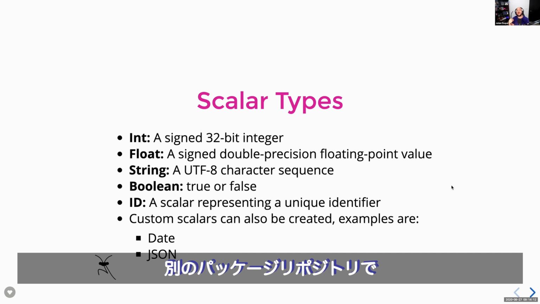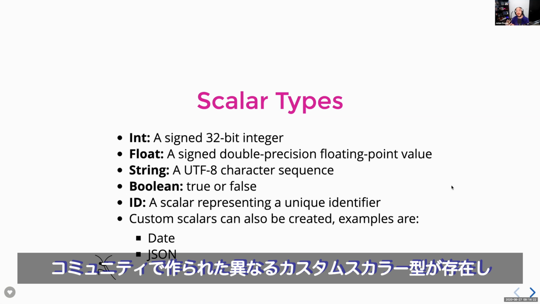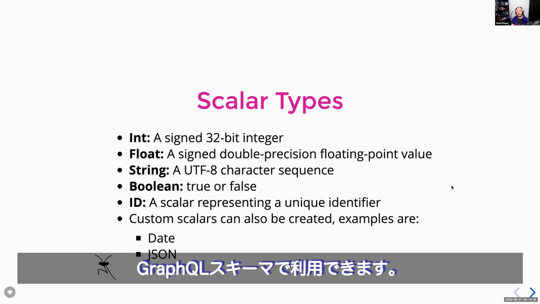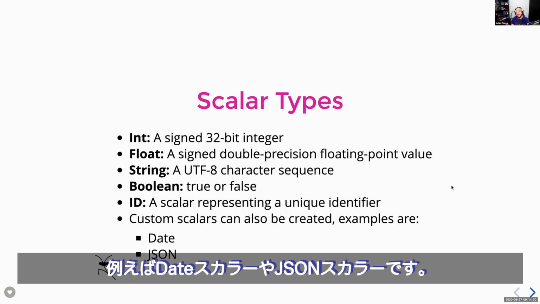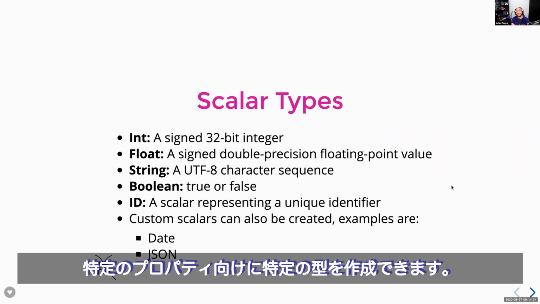And you can also find on the different package repositories, like NPM in the case of Node.js, different custom scalars that people have created in the community that can also be used on a GraphQL schema. Some of those can be the date scalar, for example, or the JSON scalar to specify that a specific property is going to be of a specific type.